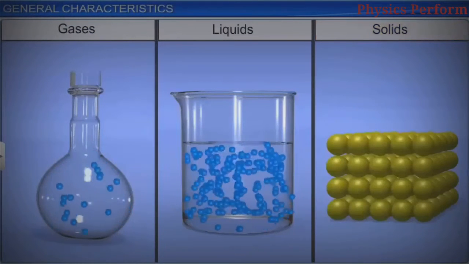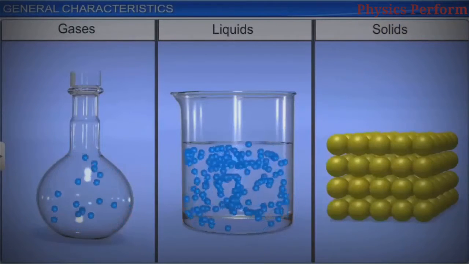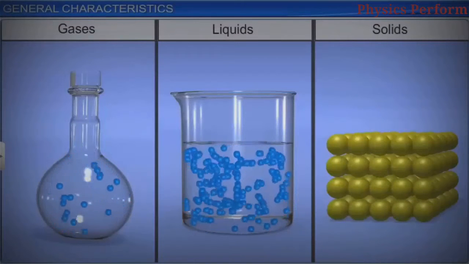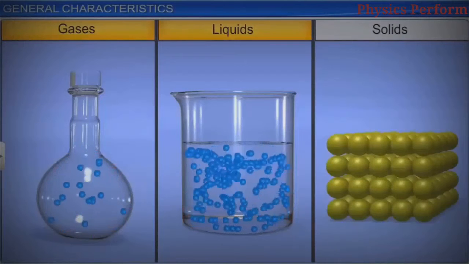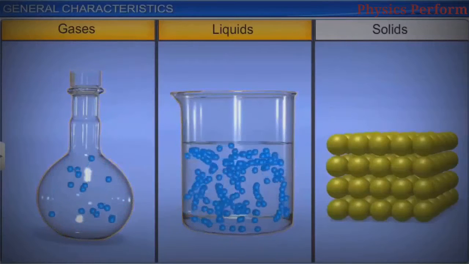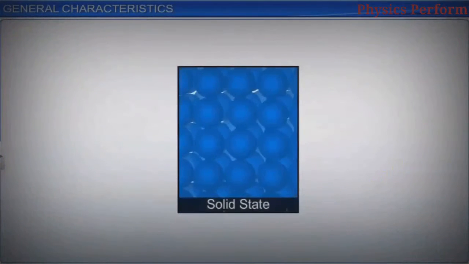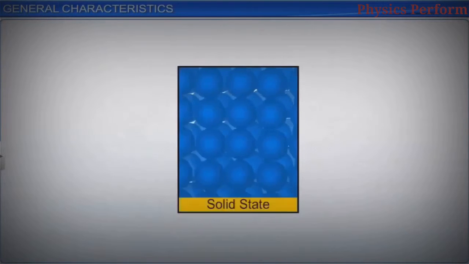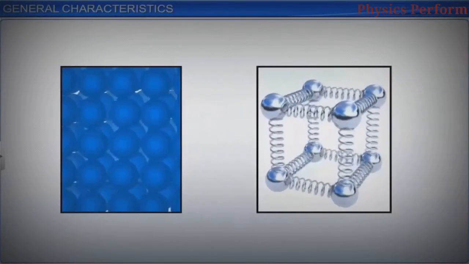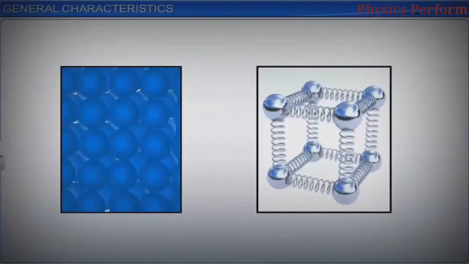As a consequence, they can translate randomly, rotate, and vibrate. Gases and liquids, thus, have the ability to flow and take the shape of their container. On the other hand, the constituent particles in solids are held together by strong forces of attraction. In other words, the constituent particles are closely packed. However, these particles can still vibrate about their fixed mean positions.